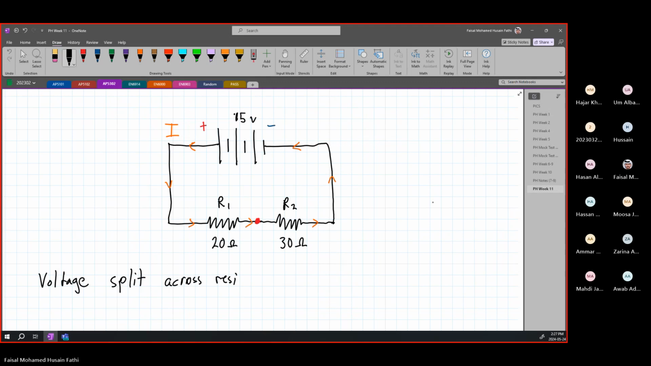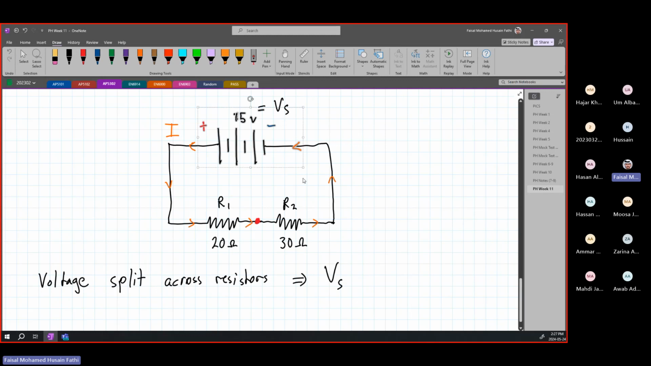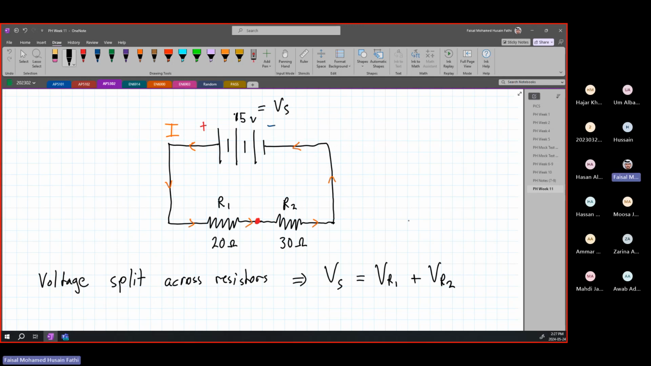In other words, the V total or V source, I usually like calling this V source, the voltage of the source, which is 15 volts, is going to be equal to the voltage from R1 plus the voltage from R2.